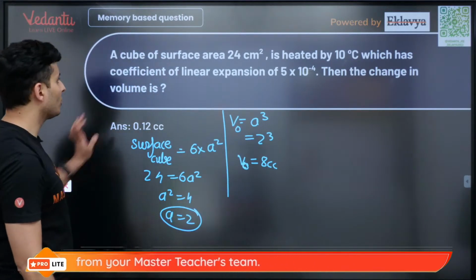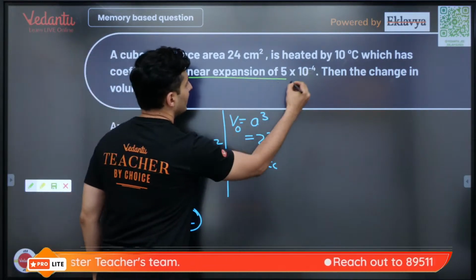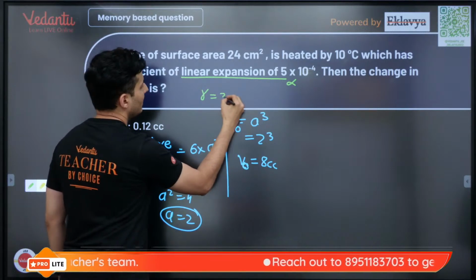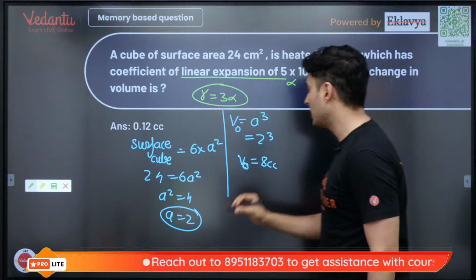Now that's not the question. The question is find the change in the volume. So linear expansion is given. That means this is alpha. Remember, gamma is 3 times alpha. So I need gamma in the question because volume expansion is asked.